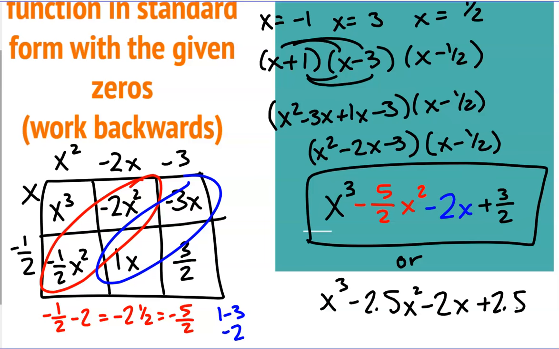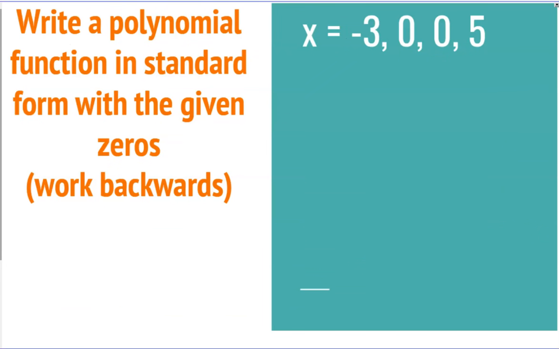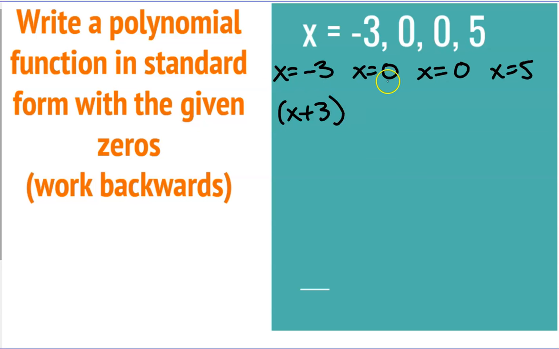All right, let's do another one like this. Here we have x equals negative 3, 0, 0, and 5. So I'm going to write them out separately. I have x equals negative 3, x equals 0, x equals 0 again, and x equals 5. All right, I see 4 roots, so the degree of my polynomial is going to be a 4. Bring each of my roots back over with the x to make their factors. So here I'm going to add 3 back over. This factor is x plus 3.